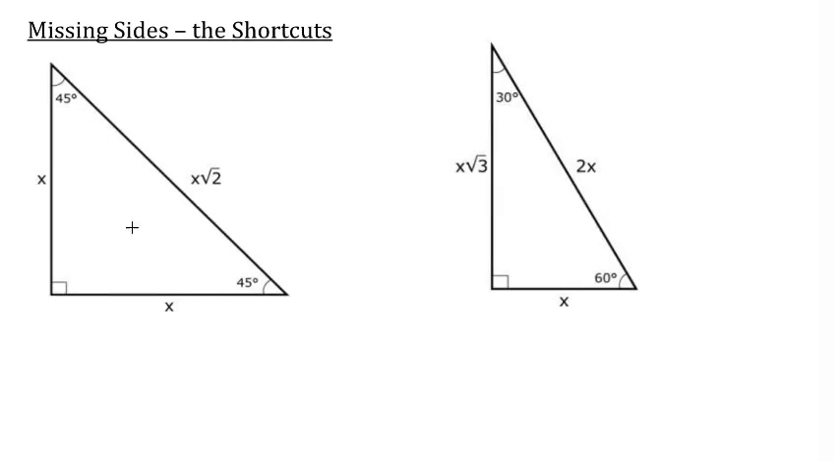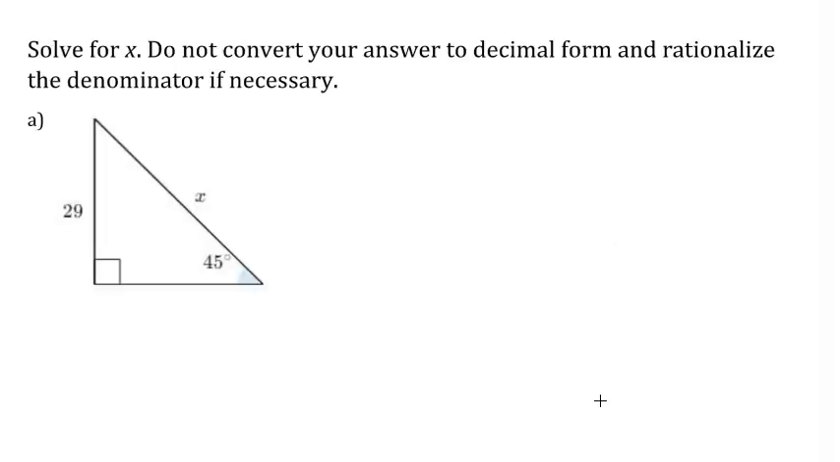All right, here's a summary of the shortcuts. With a 45, 45, 90 right triangle, the hypotenuse always equals the length of the leg times the square root of 2. And in a 30, 60, 90 right triangle, the hypotenuse is always twice as long as the short leg, and the long leg is equal to the short leg times the square root of 3. That's what we saw in the previous examples with the Pythagorean theorem. Okay, let's see how this works.